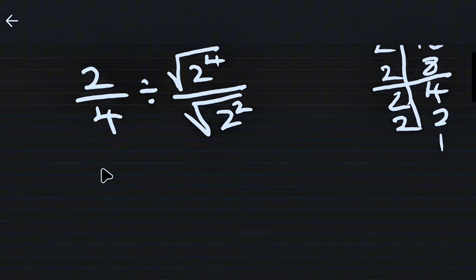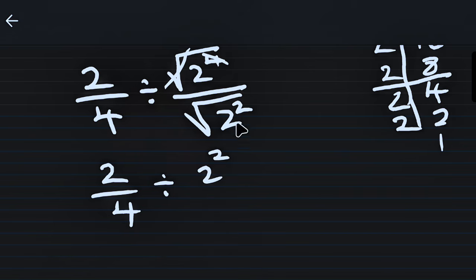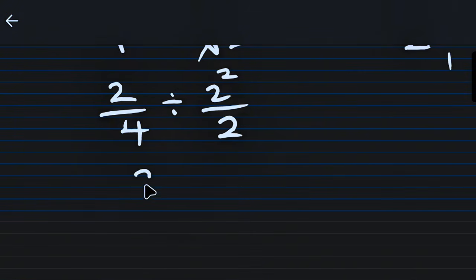Okay, so from here we have 2 over 4, then divide by... this square will cancel out 2 out of this 4, and we'll have 2 squared left. And for here, these 2 will cancel out this square root, and we have 2 left in the denominator. So we'll have 2 over 4, then divide by 2 squared equals 4, over 2.